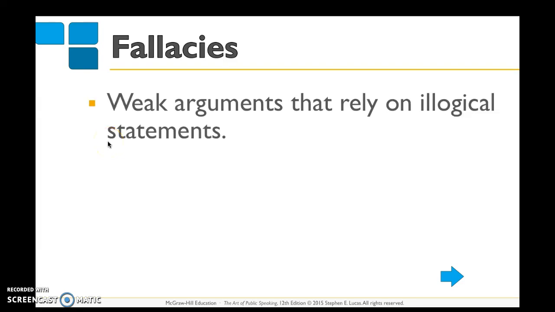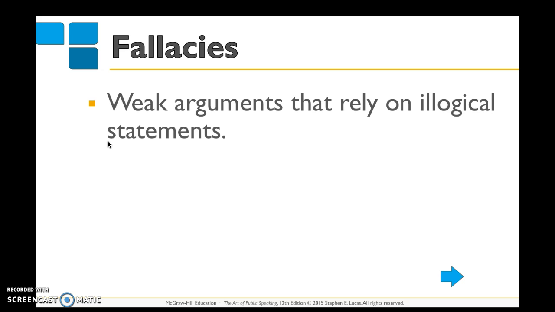As we discussed last week, you're now putting together your last individual speech, your persuasive speech. We've talked about different types of reasoning, how you construct your argument, but the one thing we didn't get to was the fallacies from chapter 17. Fallacies are weak arguments that rely on illogical statements. So, regardless of the method of reasoning you use, speakers must guard against logical fallacies in their presentations.